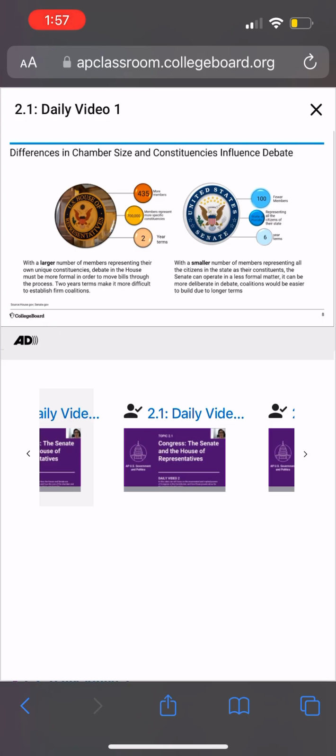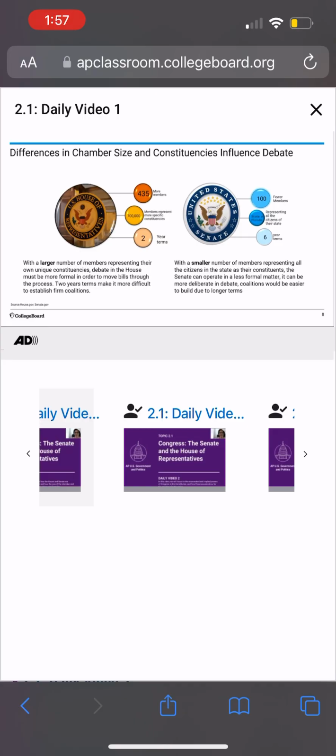So we're over in the House of Representatives with their 435 members, representing about 700,000 people, and they've got 2-year terms. They've got a larger number of people. They've got constituencies that are smaller and maybe more specific in terms of what they want to have addressed. The body has to be more formal in order for them to move legislation through Congress. They have to have things organized very well, and they do that. Otherwise, they would not be able to get a lot done.